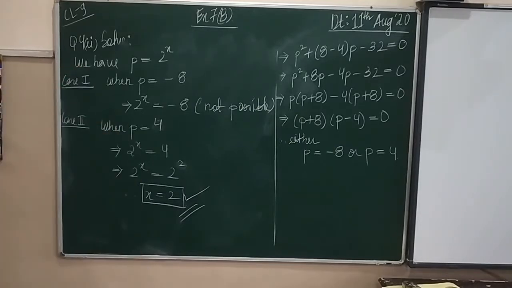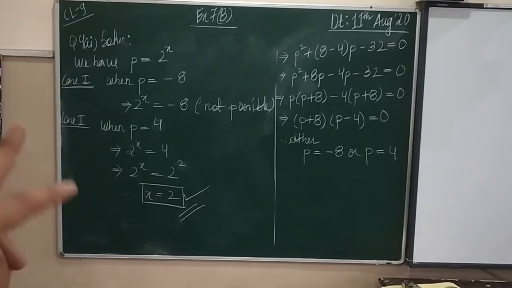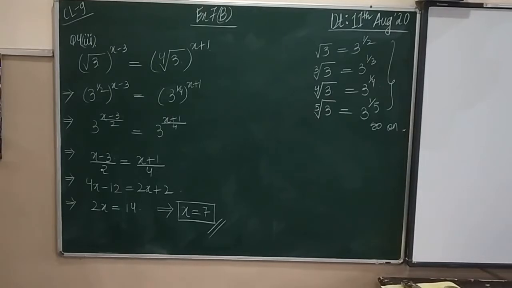Case 2, when p equals 4, 2 to the power x equals 4. Now 4 means 2 square, right? So hence, 2 to the power x is equal to 2 to the power 2. As the bases are the same, we can equate the powers. So hence, x is equal to 2. Okay, so this is the solution for 4 part 2. So pause the video and note it down.